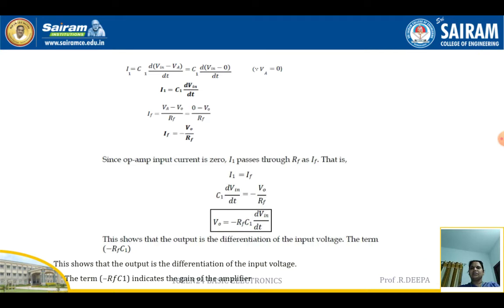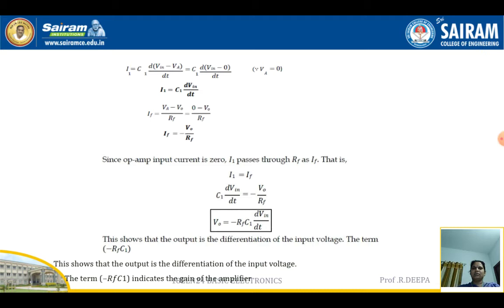Let us write the expression for the feedback current IF. IF is nothing but the voltage difference between the node A and the output terminal V0. So IF is equal to Va minus V0 divided by the feedback resistor RF. Let us substitute Va is equal to 0 and simplify, and we will be getting IF is equal to minus V0 divided by RF.